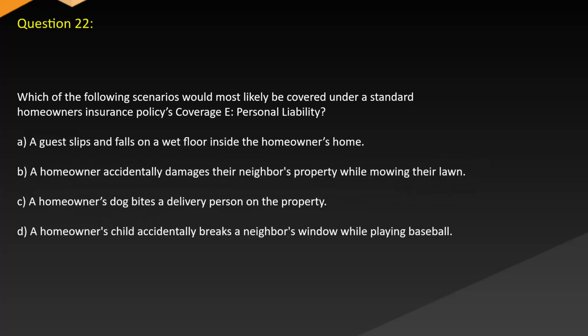Question 22. Which of the following scenarios would most likely be covered under a standard homeowner's insurance policy's Coverage E, Personal liability? A. A guest slips and falls on a wet floor inside the homeowner's home. B. A homeowner accidentally damages their neighbor's property while mowing their lawn. C. A homeowner's dog bites a delivery person on the property. D. A homeowner's child accidentally breaks a neighbor's window while playing baseball.